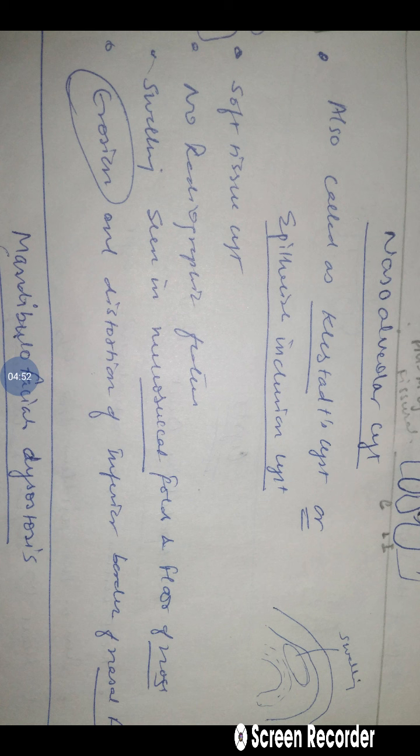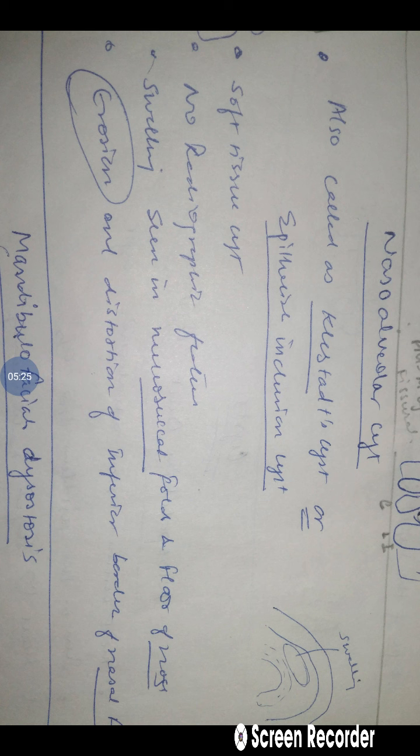Klestadt cyst, or it is also called epithelial inclusion cyst. This is also an important question which is asked. That is, epithelial inclusion cyst is also called nasoalveolar cyst. It is a soft tissue cyst. It is not found within the bone, as the globulomaxillary cyst is found within the bone, but it is found in the soft tissue, and there is no radiographic feature which is characteristic of it.